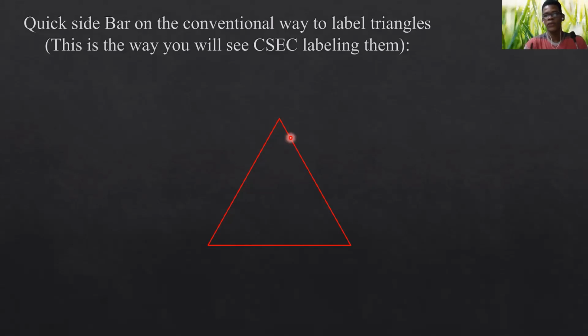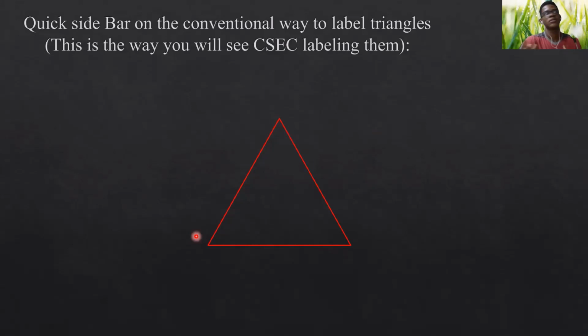But one thing you've got to remember is that each vertex of the triangle is labeled with a capital letter, right? This is a conventional way that we label triangles. And you will notice it as you go forward, when you look at past papers and textbooks, that this is the convention. Each vertex is labeled with a capital letter.